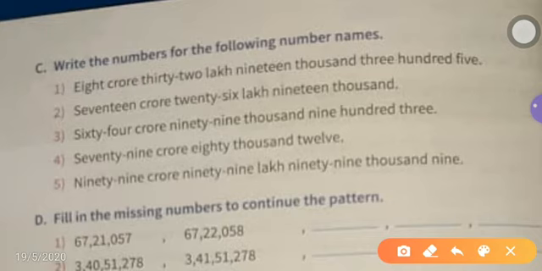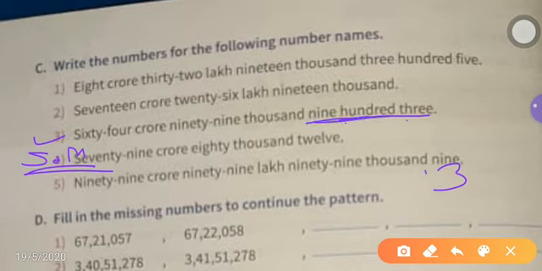Next, the third number I am doing, and the remaining you have to do. 64 crore 99,903. So 903. The ones place is what? 3. In the ones place, 3. After that, 900 is coming, which means the tens place is missing, so we have to put 0. How many hundreds? 900. Before that, we have to put the comma.